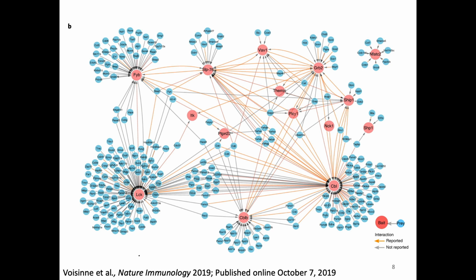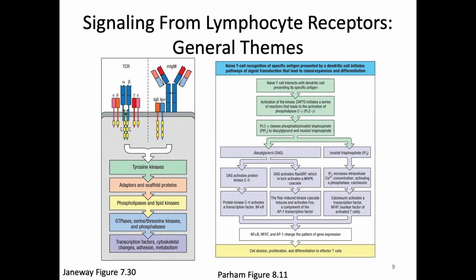And one thing that I really like to show you here is that in general, whether we're talking about the T cell receptor signaling or if we were talking about the B cell receptor signaling, there's sort of this set of common themes that happen. And so we're going to be seeing this kind of idea of common themes. And we are largely going to be talking about the signaling events that your textbook talks about in figure 8.11 here.